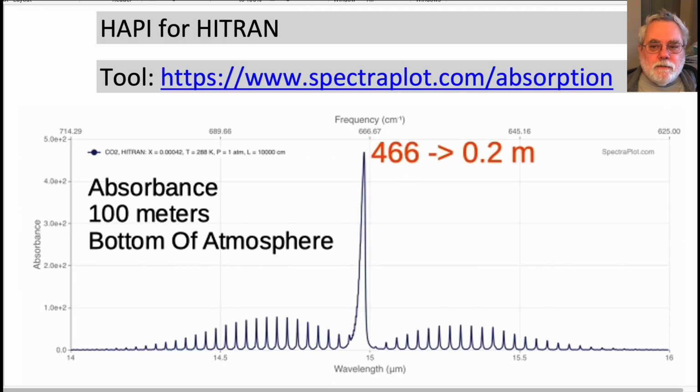This is the absorbance graph for the bottom of the atmosphere from 14 to 16 microns. The shape looks like our first absorption cross-section graph from PNNL. The peak absorbance is about 466, which gives an absorption length of 100 meters divided by 466, or 0.2 meters, which agrees with our earlier calculation.